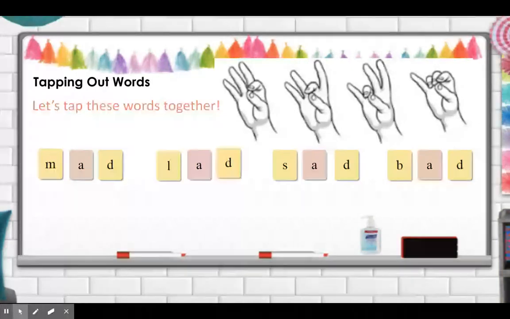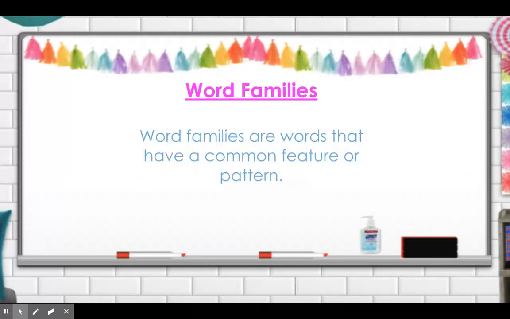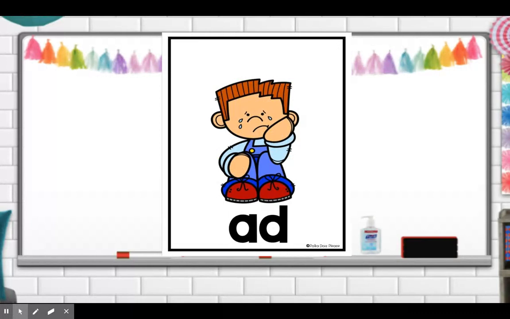Now looking at these words, do you notice something that's similar about all of them? Yeah, they all belong to the add word family. So we briefly went over this the other day. So word families are words that have a common feature or pattern. So today we are going to talk about the add word family.